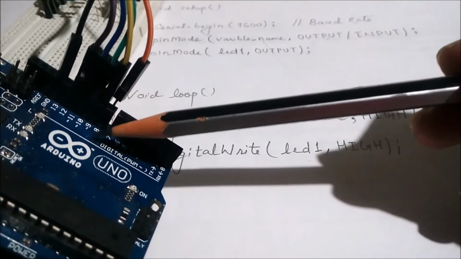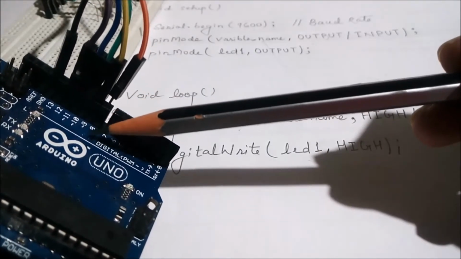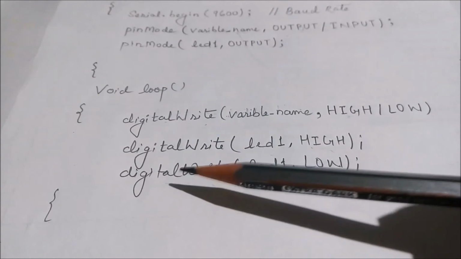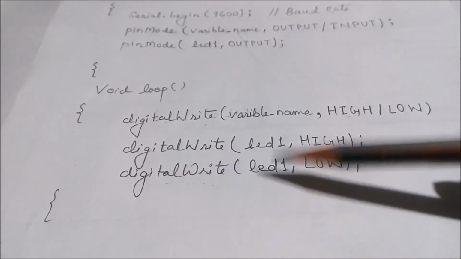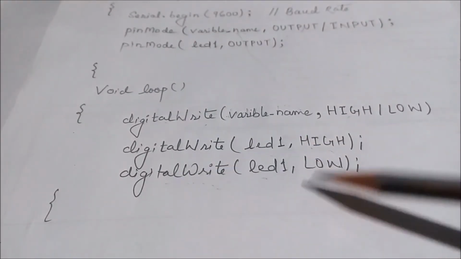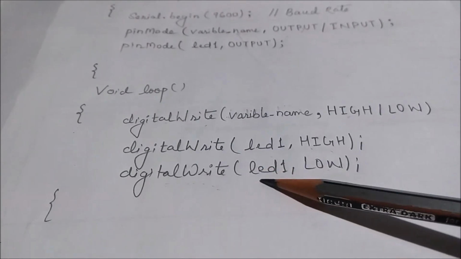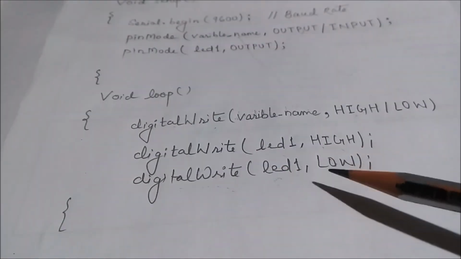Now if I want to switch off the LED which is connected to pin number 8, then by writing this function digitalWrite and giving the arguments LED1 and LOW, the pin number 8 LED will be off. Let's write it in the Arduino IDE.